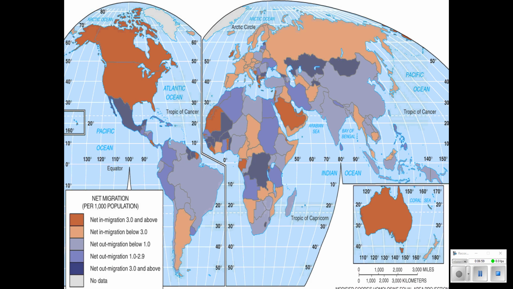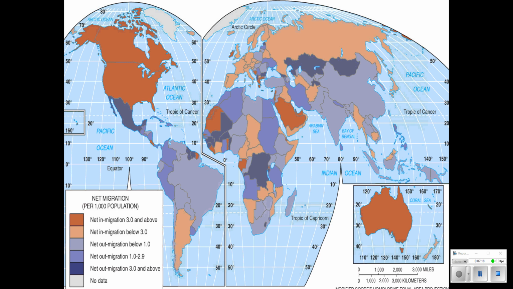So this is just a simple map that shows net migration. Net migration is the difference between the number coming in and the number who are going out. So immigration with an I and emigration with an E. If the country is red, that means that it's a net gainer. And so what that means is obviously more people moving in than there are people moving out.